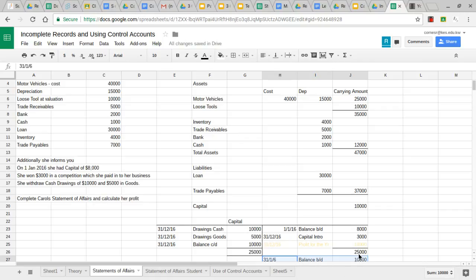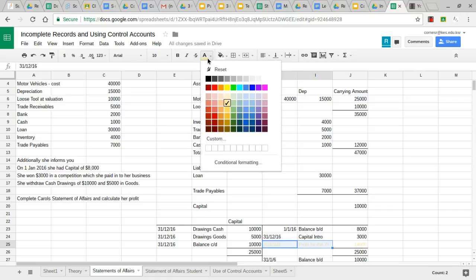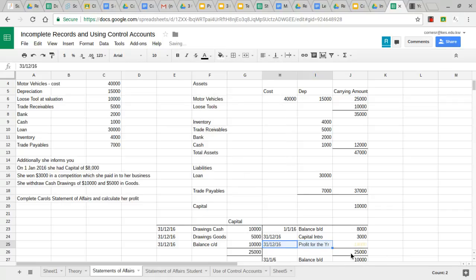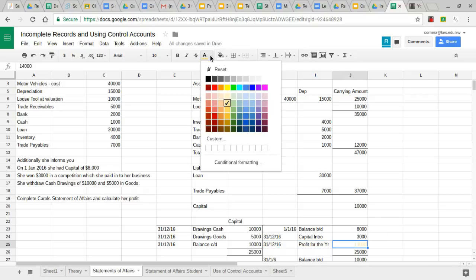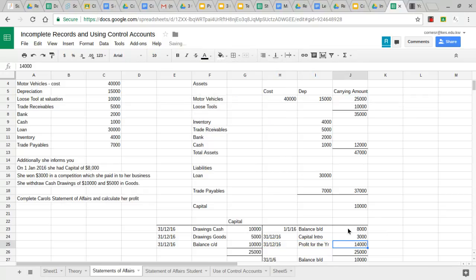And therefore I know that my profit for the year is going to be calculated by 25,000, take 8,000, take 3,000. So this business has a profit for the year of 14,000.